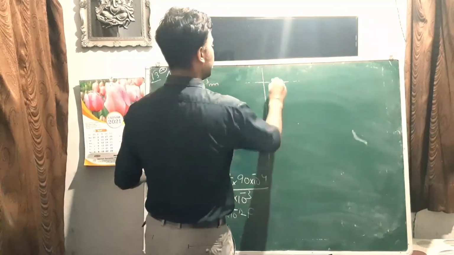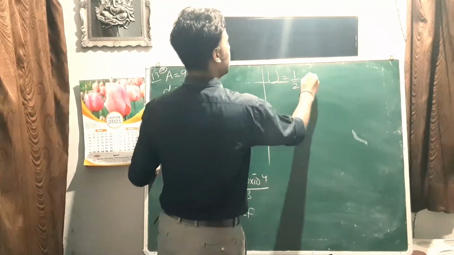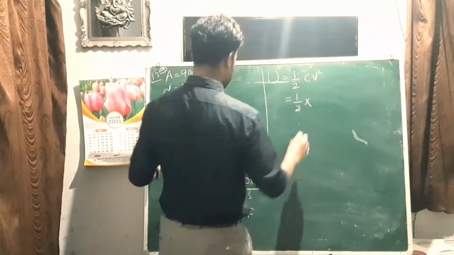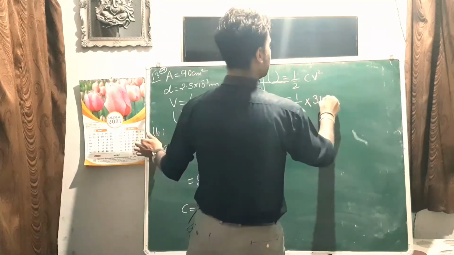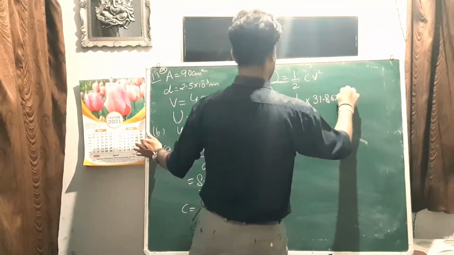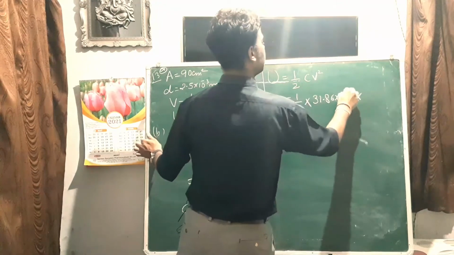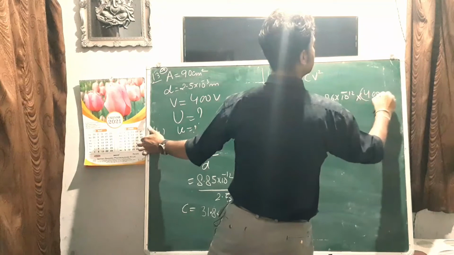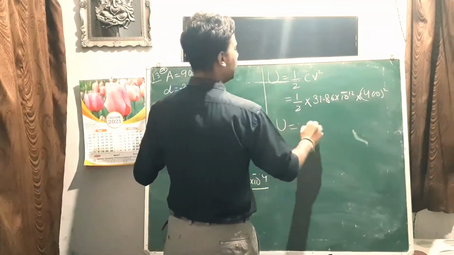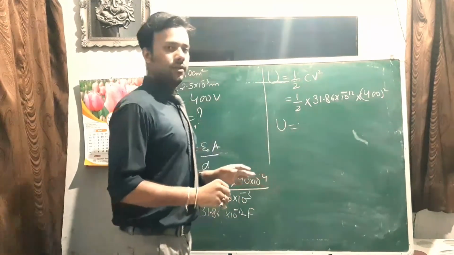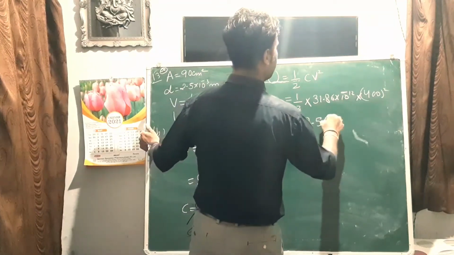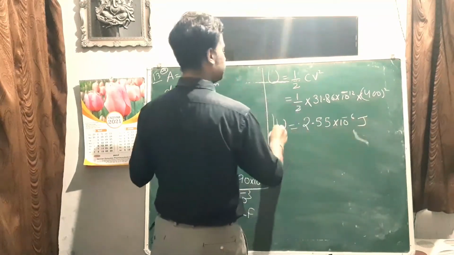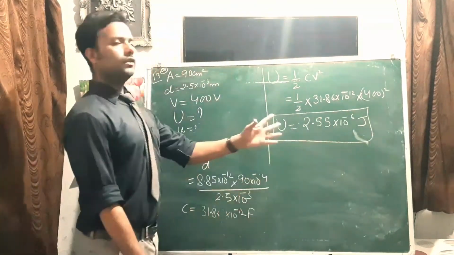Now we have to calculate the value of U. What is U? U is half CV square, right? So half into C, which is 31.86 into 10 to the power minus 12, and V square, V is 400, so 400 square. When you solve it, I am directly writing the answer, and the answer will be 2.55 into 10 to the power minus 6 joule, right? So this will be the answer.